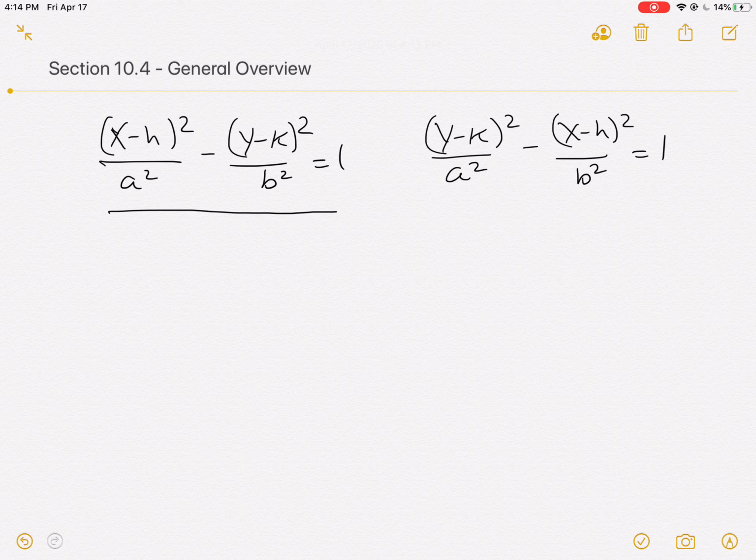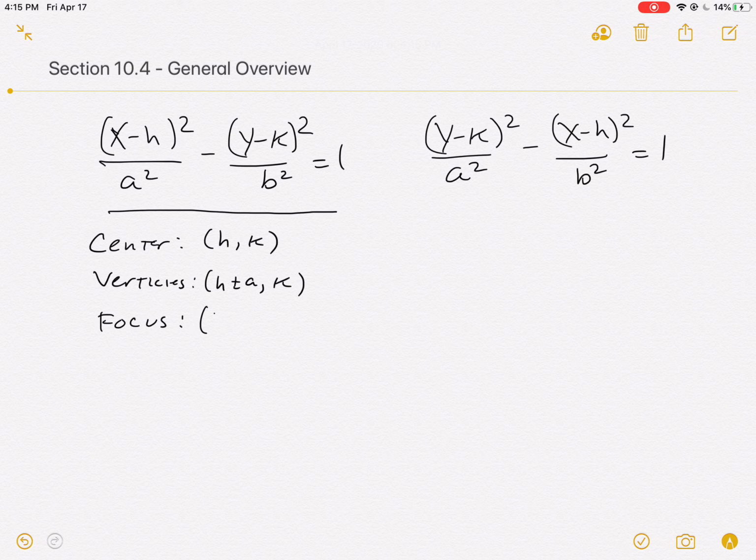So what's everything? Well, the center is going to be at h, k. The vertices are going to be at h plus or minus a, k. Again, everything happens to the positive squared variable. The focus points, well, you know what those are going to be. They're going to be h plus or minus c, k.